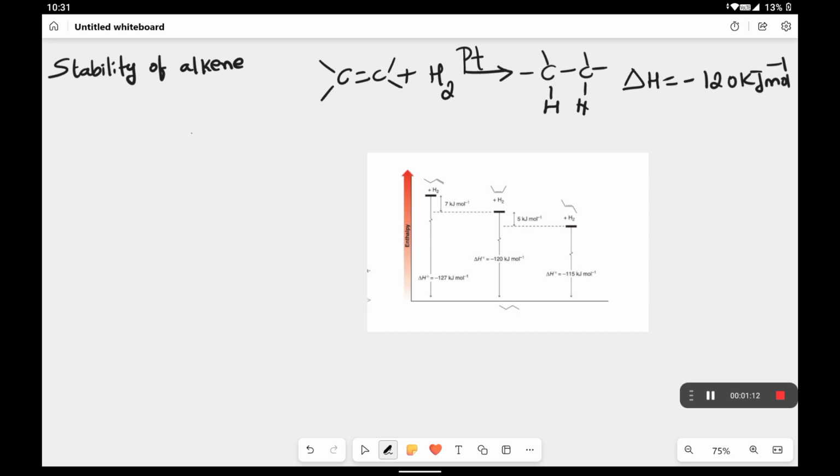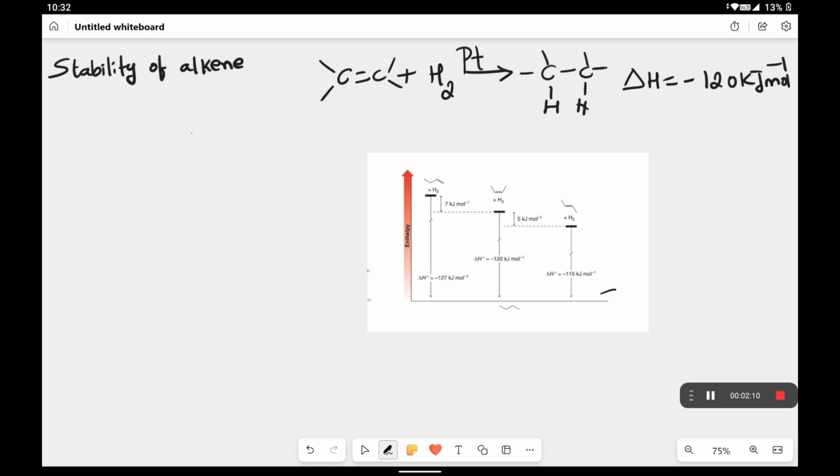The first molecule is 1-butene, the second molecule is cis-2-butene, and the third molecule is trans-2-butene. These molecules on hydrogenation give an alkane. When we draw the energy profile diagram for this, taking the x-axis as the energy liberation and the y-axis as enthalpy, 1-butene on hydrogenation gives minus 127 kilojoules per mole. In a similar way, cis-2-butene gives minus 120 kilojoules per mole. Similarly, trans-2-butene gives minus 115 kilojoules per mole of energy.